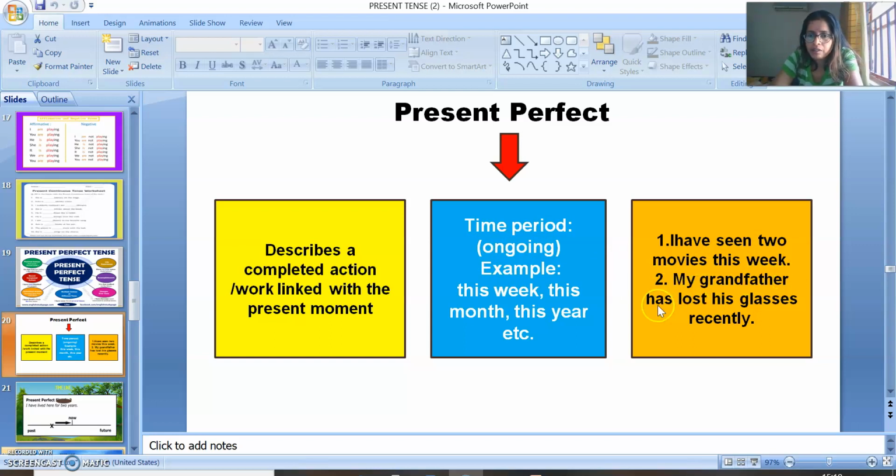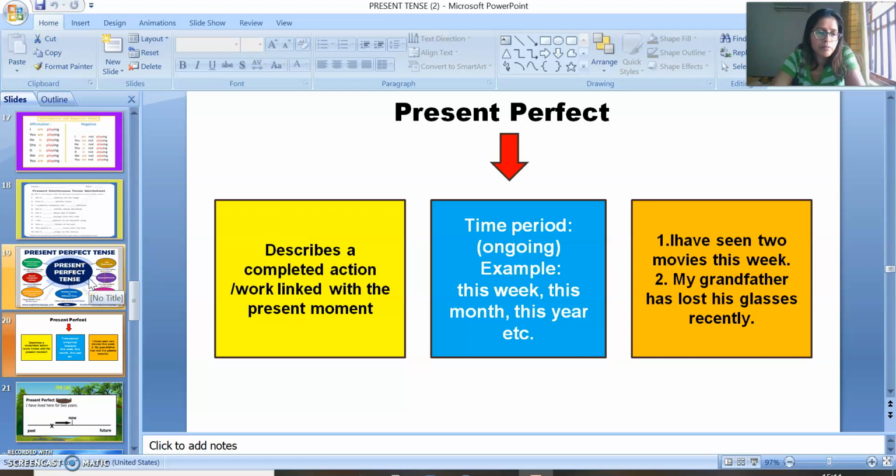Now, my grandfather has lost his glasses recently. Here, the action of losing his glasses is over, but time period is still ongoing. Time period is ongoing in the sense that we are still talking in the present context, right? I hope it is clear. Moving on to the next slide to understand present perfect tense in a better way.